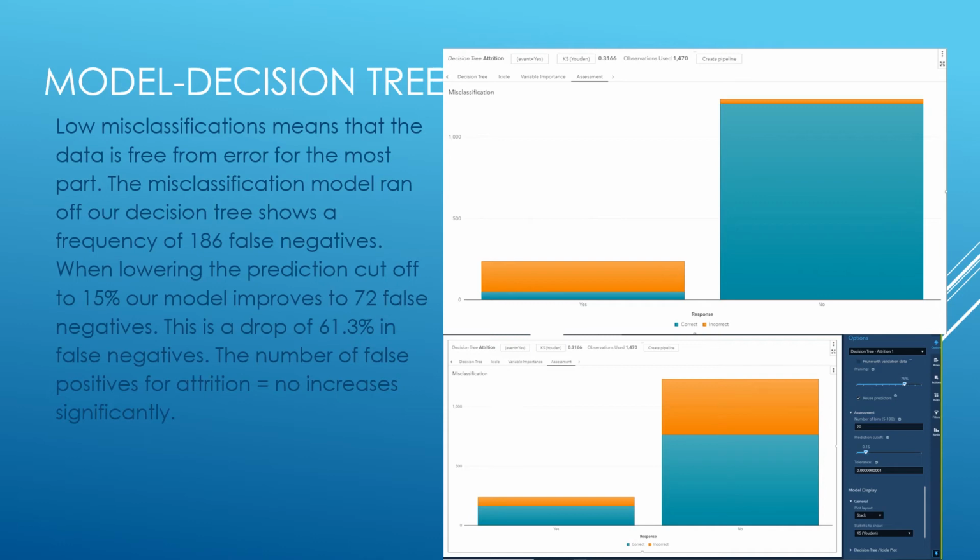The misclassification model ran off our decision tree shows a frequency of 186 false negatives. When we lower the prediction cuts to 15%, our model improves to 72 false negatives, which is a 61.3% drop in our false negatives. And also, if we look, the number of false positives for attrition does not increase significantly.